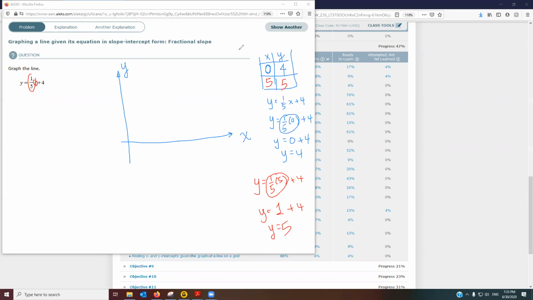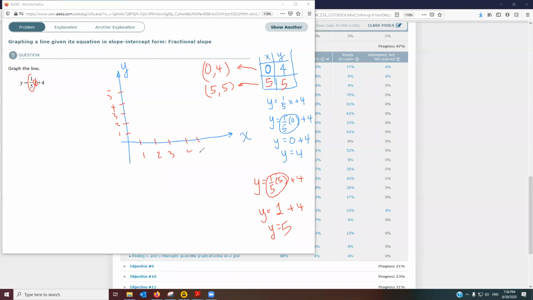All right, well, what I have now are two XY points. From this first line in the table, I have 0, 4. And from the second line in the table, I have 5, 5. So all I need to do is go plot these points on the graph. So here's 0, 1, 2, 3, 4, 5. And here's on the x-axis 1, 2, 3, 4, 5.